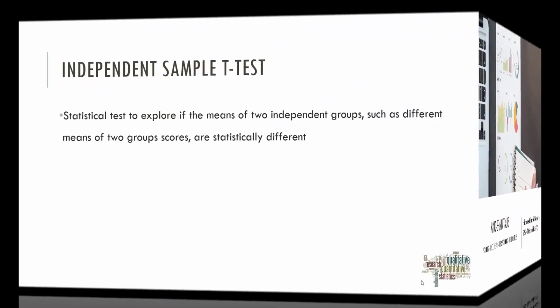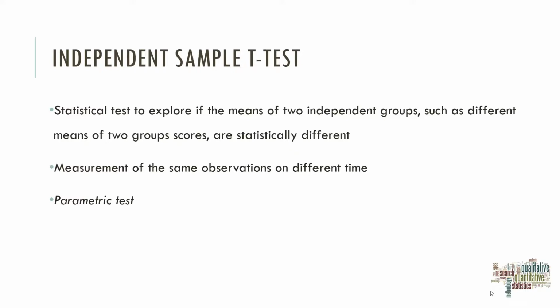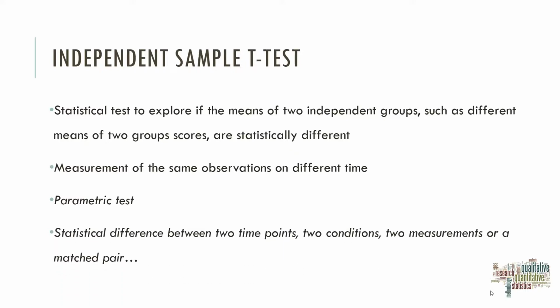So let's go! The independent sample t-test is a statistical test that is used to explore if the means of 2 independent groups, such as different means of 2 group scores, are statistically different. Normally, it's a measurement of the same observation at a different time or at the same time, okay? Which means that these groups must be different. So, it is a parametric test. And really what we want to know is if there is a statistical difference between 2 points, 2 conditions, 2 measurements or a matched pair which is not the same observations, okay?